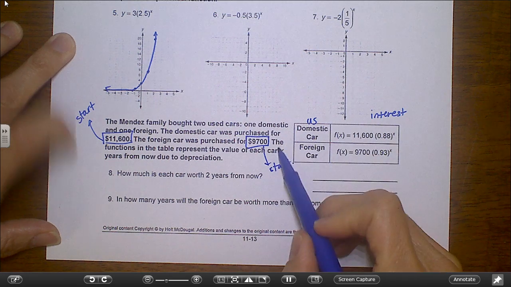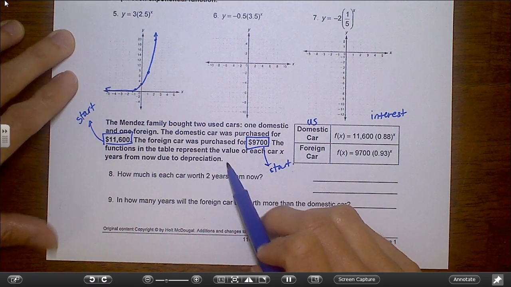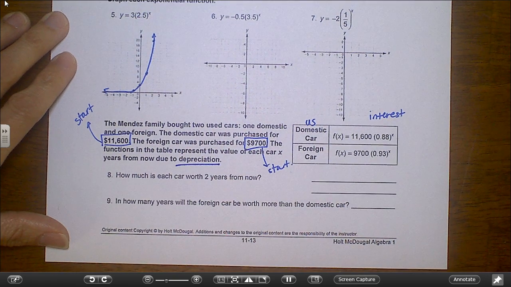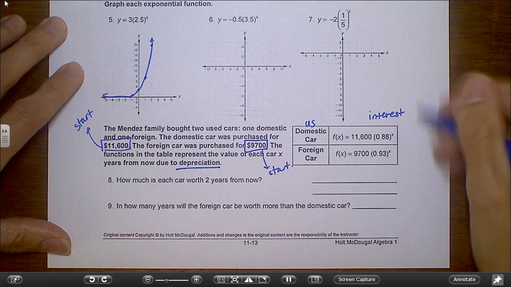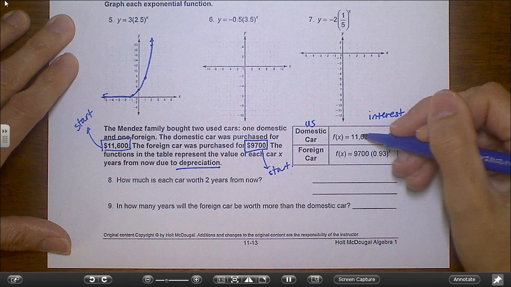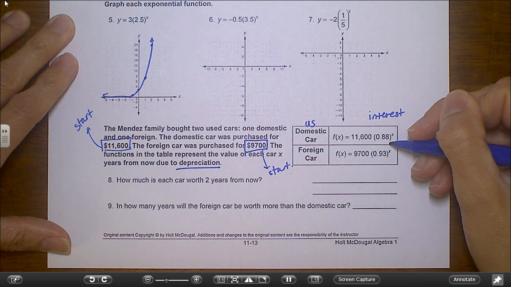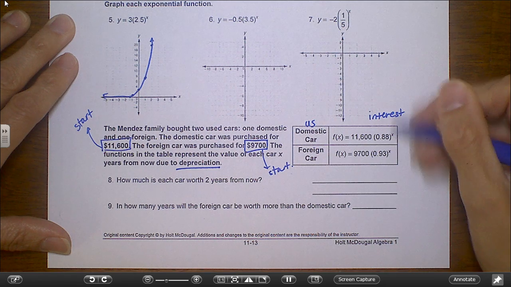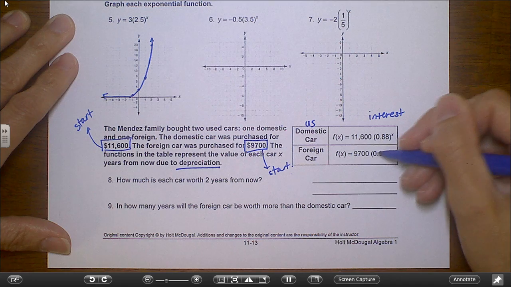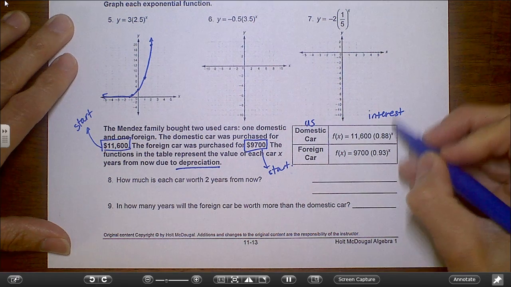And the functions in the table represent the value of each car X years from now due to depreciation. So depreciation means you assume the more miles you put on a car, the less it's worth, right? So what this is saying is that every year, the domestic car you bought for $11,600 is worth 88% of its previous value. And then for the foreign car, you bought it for $9,700, and every year it's worth 93% of its previous value. So you just plug in again for these.